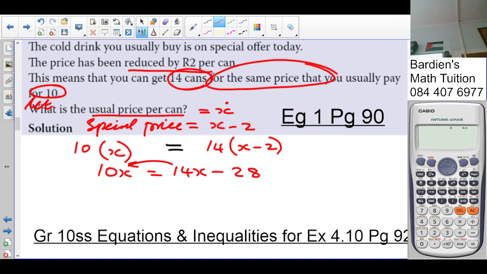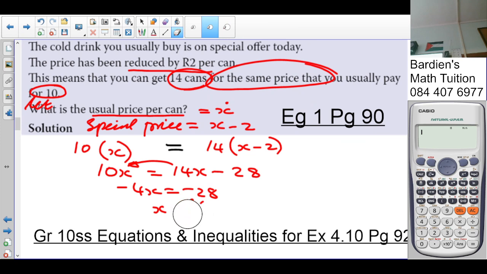So 10 times x, 10x, is equal to 14x minus 28. x is one side, numbers the other side, so negative 4x is equal to negative 28. x is then equal to 7. So what does that mean? It means that the usual price of a can is 7 rand. And what is the discounted price? 7 minus 2, which is 5.